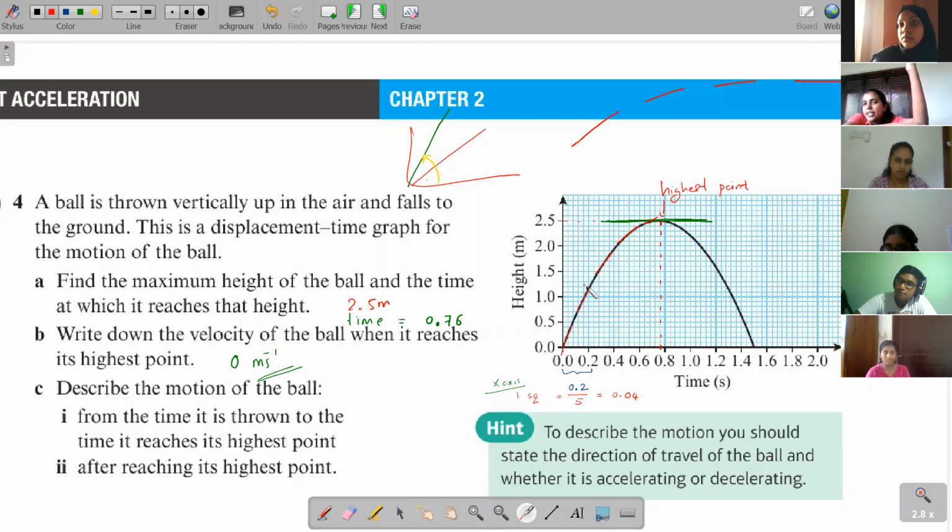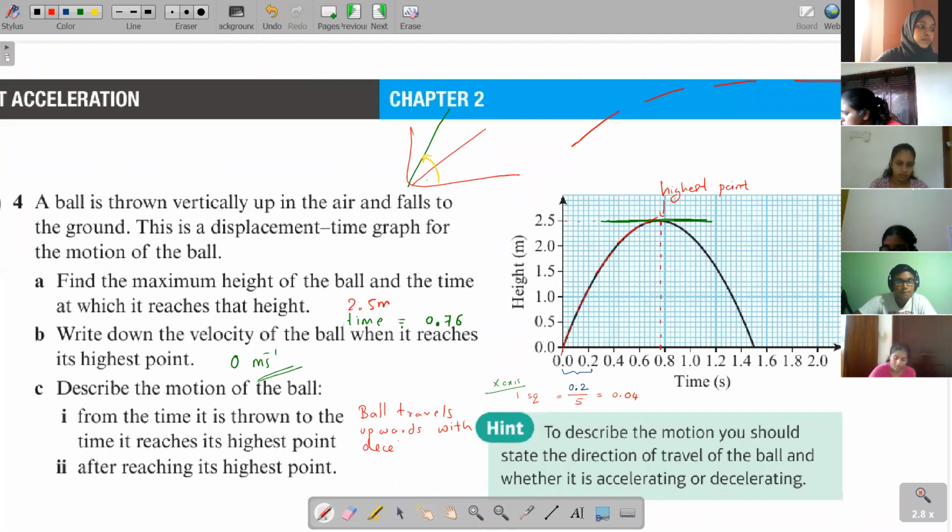The slope at the beginning is high, and when you're going up, it becomes lower, lower, lower, and at the highest point, what happens? It becomes flat. When the graph becomes flat, the gradient is flat, which means zero velocity. So for part A, describe the motion. The ball travels upwards with deceleration. It's not accelerating. It's going up, but its speed is decreasing. Speed decreasing means it's decelerating.